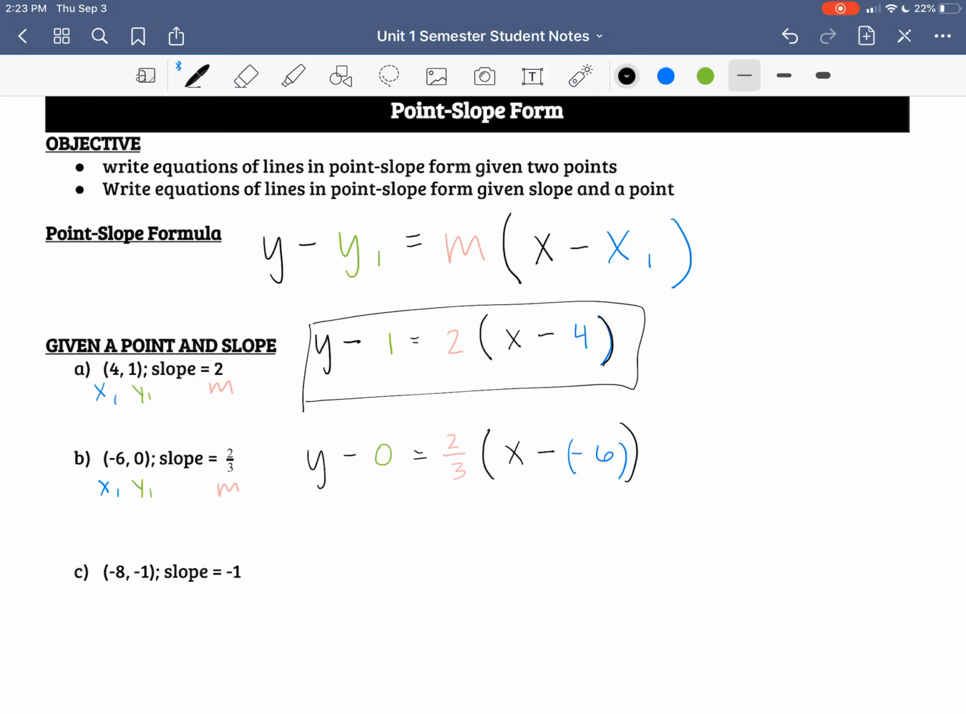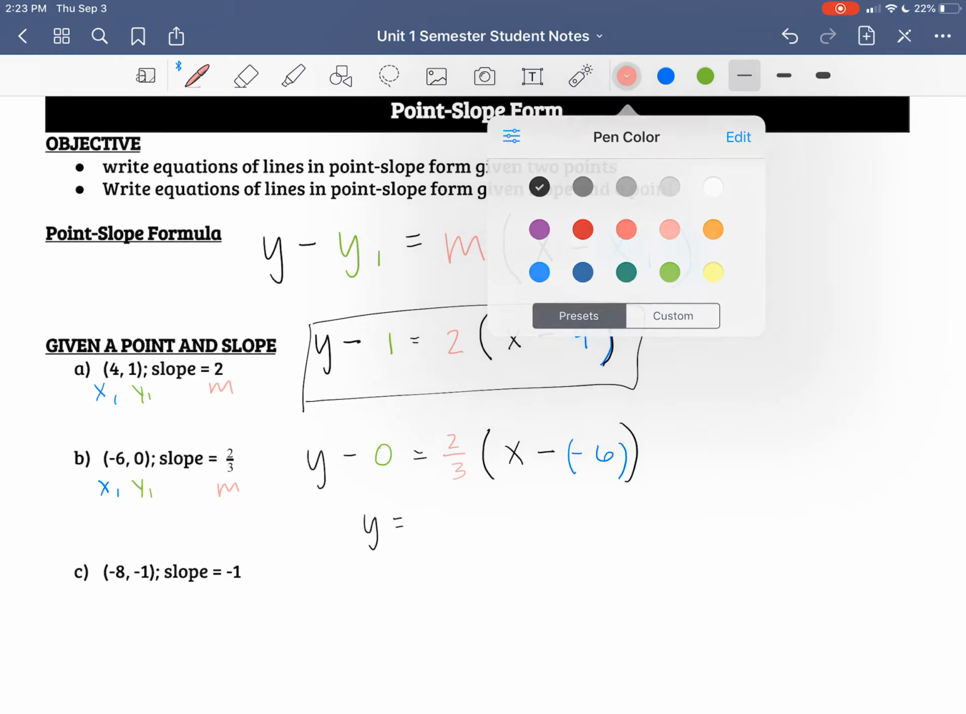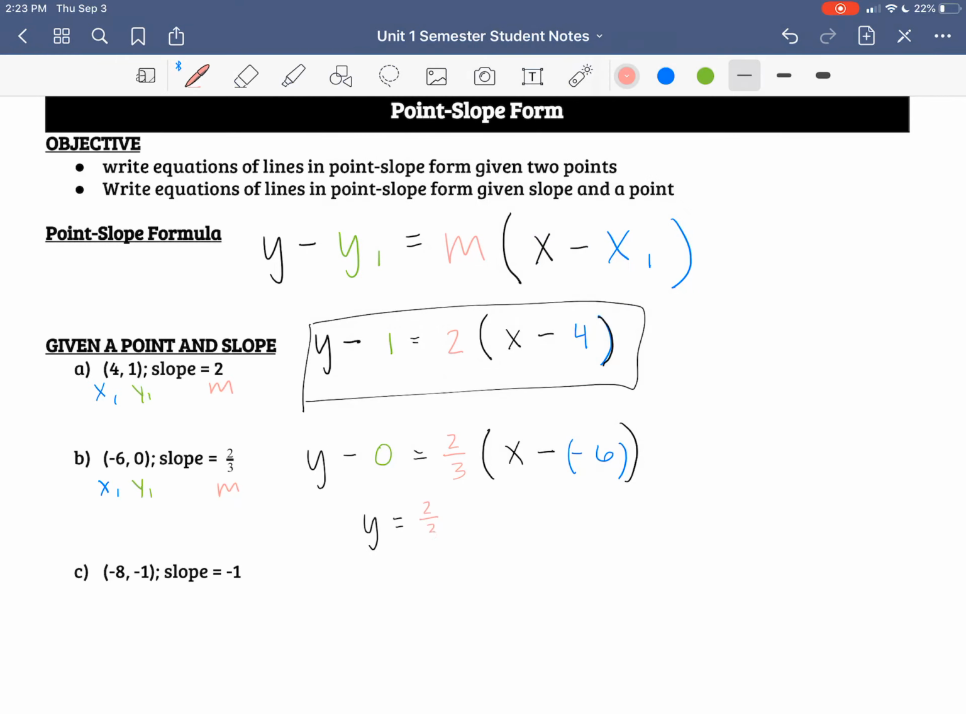Y minus 0 is just y. Anything minus 0 is itself. So I'm just going to clean that up and get rid of the 0. That's fine to do. You can leave it, but it's going to make it look a little nicer. And then on the other side, the 2/3 is going to stay.